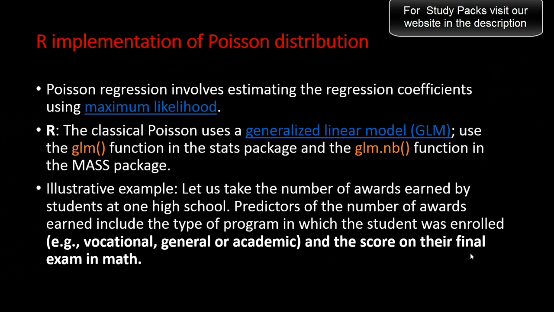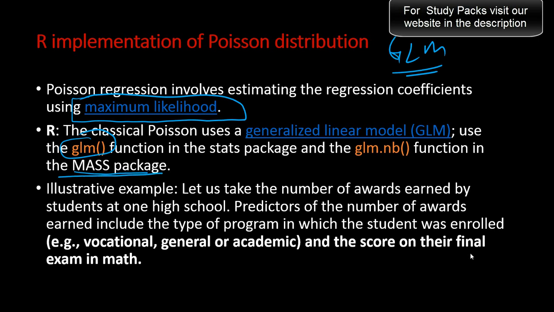So Poisson regression is estimated using maximum likelihood, pretty much like most other GLM models. So the one technique that is used is maximum likelihood to find out the estimates. We'll use the GLM function in R. It's part of the MASS package. So if you haven't downloaded it, you can download and install it and get it on your R so that you can use it to build the model.